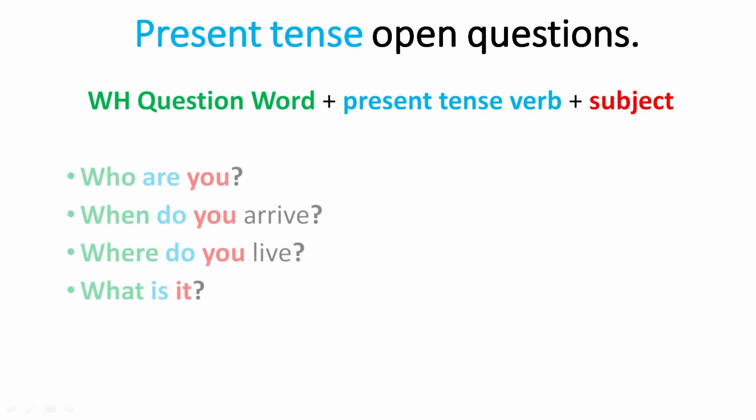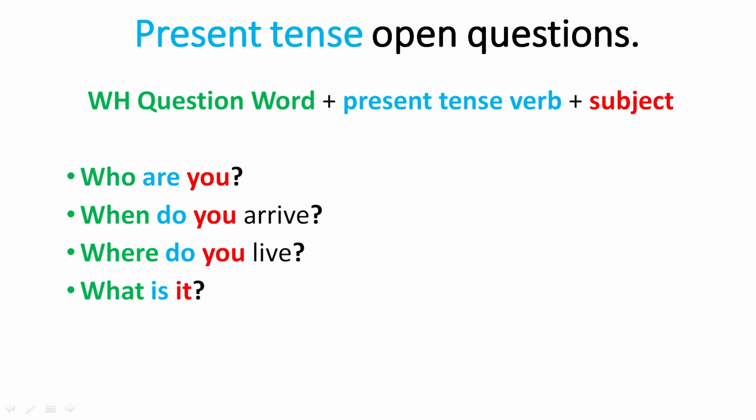For example, who are you? Who is the WH question word. Are is the present tense verb. And you is the subject. Don't forget that you also need a question mark at the end. When do you arrive? When is the WH question word, do is the present tense verb, and you is the subject.